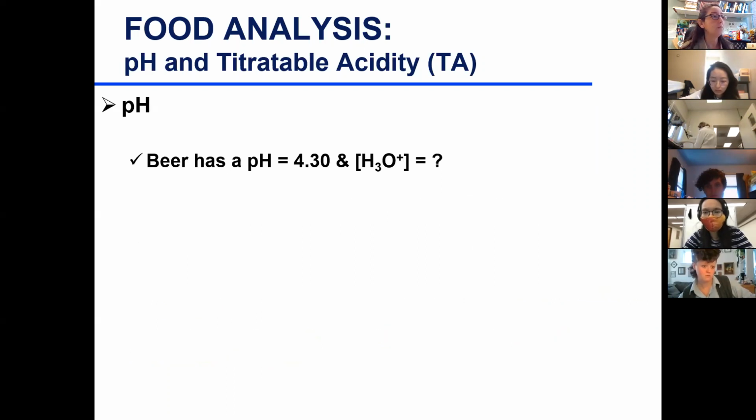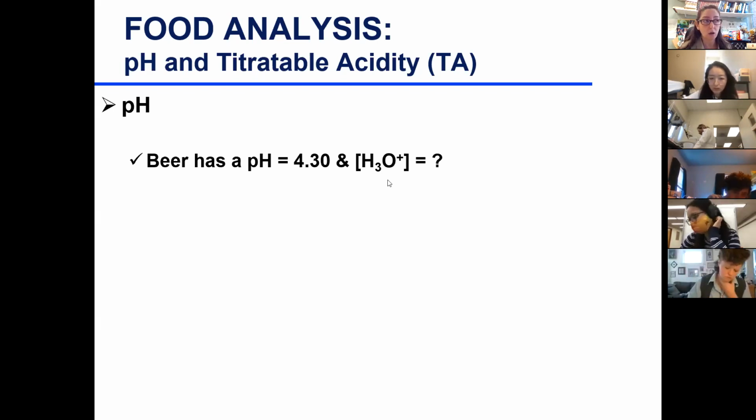All right, moving on. So if you have a beer with a pH of 4.30, what would be the concentration of the acid? So again, you apply the same pH equals negative log, and you solve for hydronium ion concentration. So what would be that value?